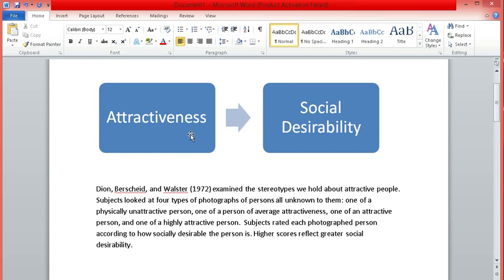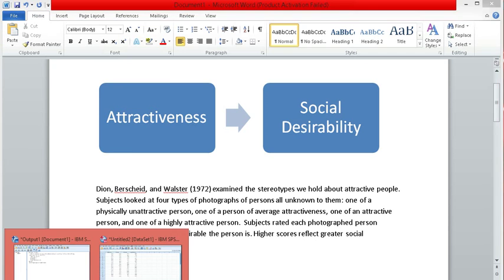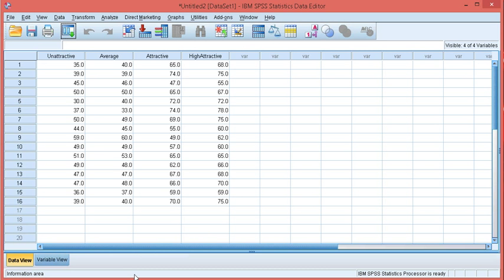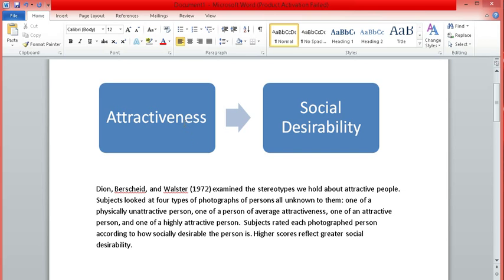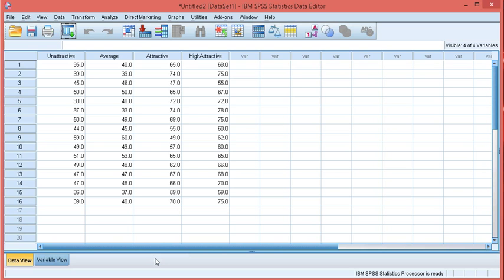So we use repeated measures ANOVA when we have a categorical variable, attractiveness, with 4 categories as I have mentioned, and when our dependent variable is a continuous variable. So this is our independent variable, which is categorical, and our continuous dependent variable. So this is our data set.